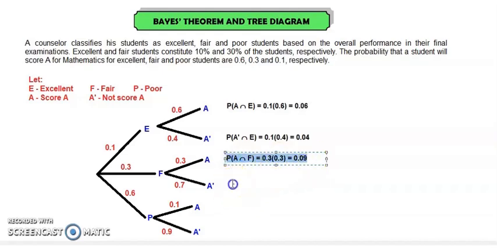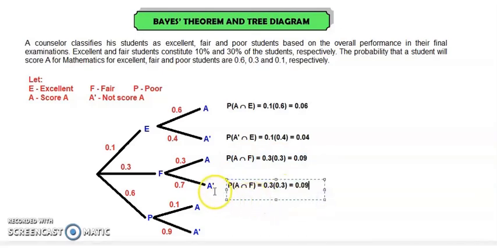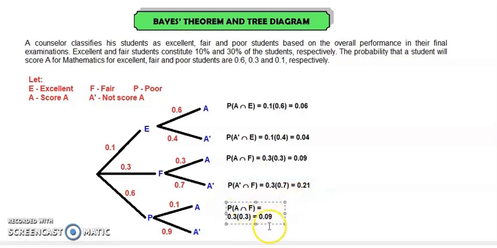I just copy here to save time. So here will be F prime intersect F. So 0.3 multiplied by 0.7 is 0.21. Here is A intersect P. So 0.6 multiplied by 0.1, so 0.06.